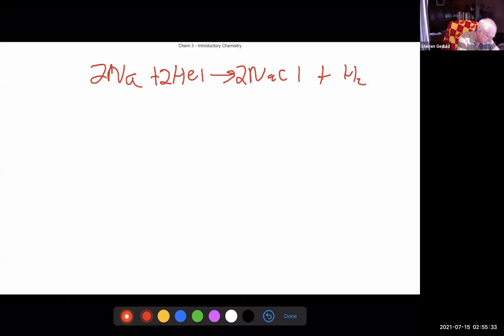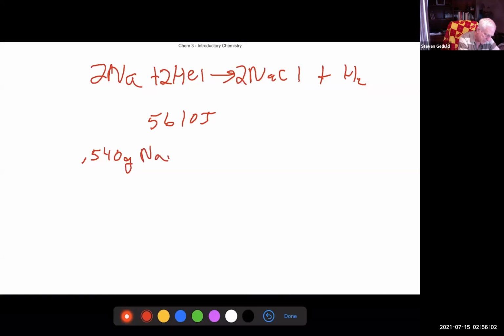And the enthalpy for that reaction is, I keep losing my place on my phone here. It says 5610 joules is produced from that reaction. And it says we have 0.540 grams of sodium metal. So how many moles is that?